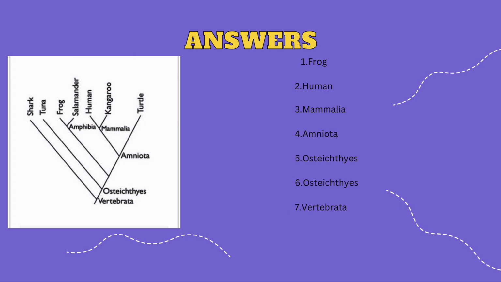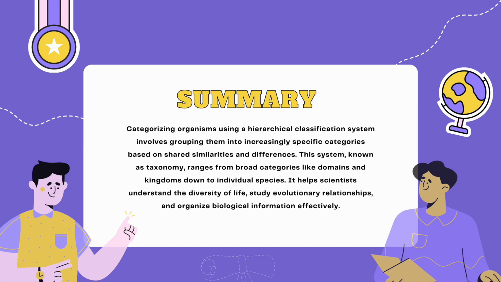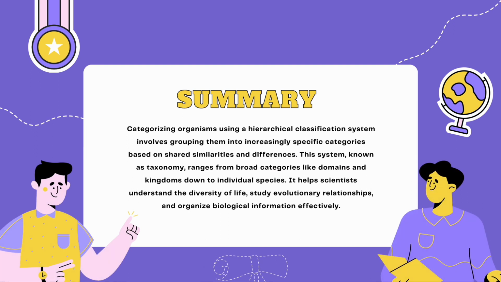In summary, categorizing organisms using a hierarchical classification system involves grouping them into increasingly specific categories based on shared similarities and differences. This system, known as taxonomy, ranges from broad categories like domains and kingdoms down to individual species. It helps scientists understand the diversity of life, study evolutionary relationships, and organize biological information effectively.